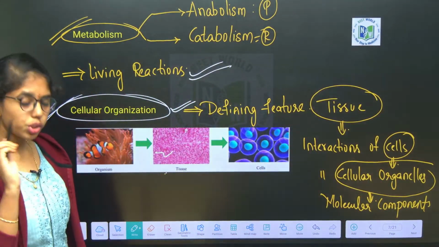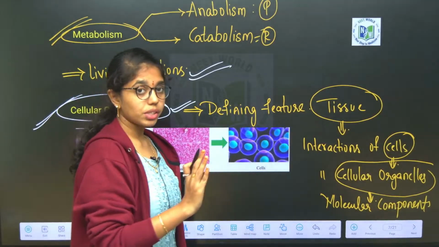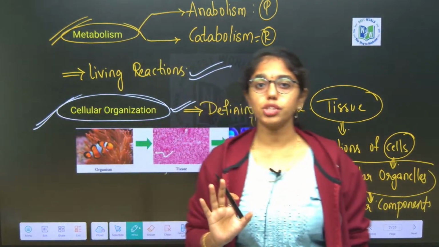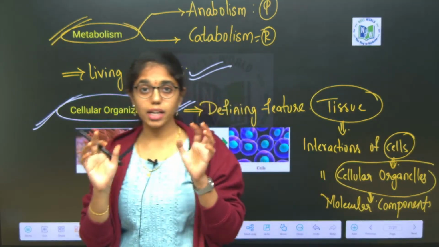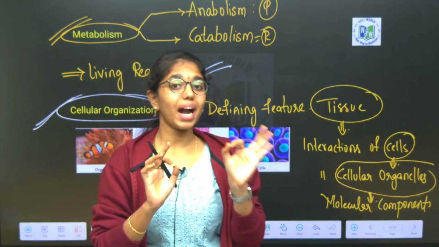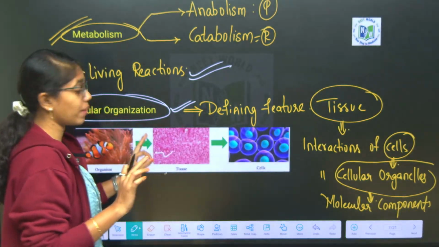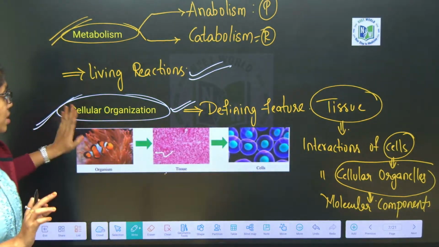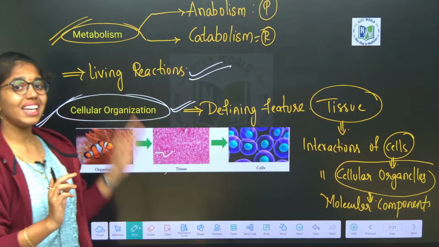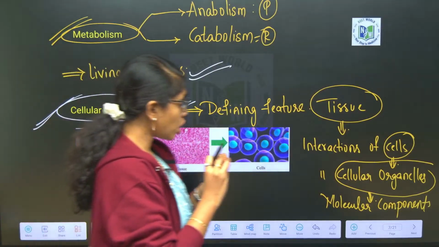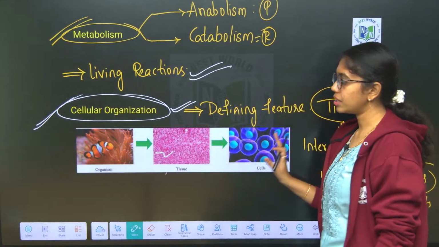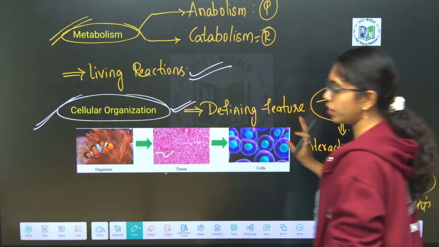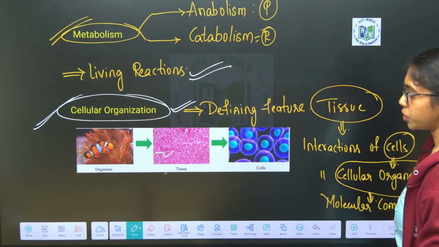Cellular organization is present in unicellular organisms, and in multicellular organisms also. In multicellular organisms, you can see complete compartmentalization of cytoplasm inside the cells. So cellular organization is present in each and every living cell. It is not present in the non-living components. So cellular organization is considered as what? Defining feature. Clear, right? Next question.